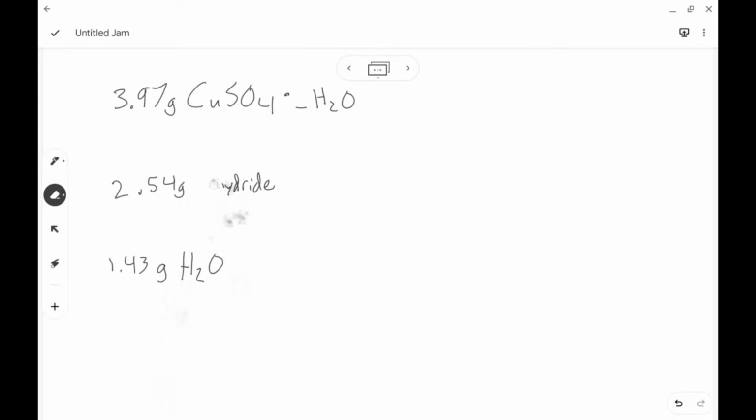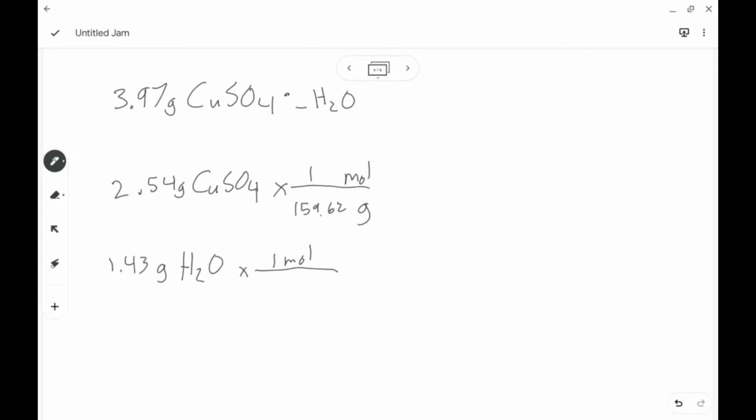And the anhydride, by the way, is just the copper 2 sulfate, the CuSO4, that doesn't have any water on it. So now we need to convert grams into moles, just like it's an empirical formula problem, where 1 mole is 159.62 grams. That's the mass of copper plus sulfur plus 4 oxygens. And 1 mole is 18.016 grams.